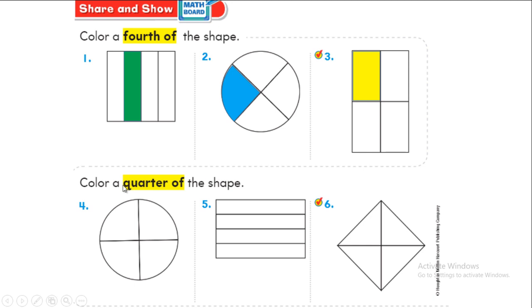Now, color a quarter of the shape. Isn't it the same idea? Yeah, but they want to tell you that quarter means fourth also. So we're gonna color a quarter, that means 1 out of 4. Again, color a quarter, any one if you want. If you want the one on the top, the second, the third, or the last, color any quarter you want. In number 6 also, color only 1 part out of 4.